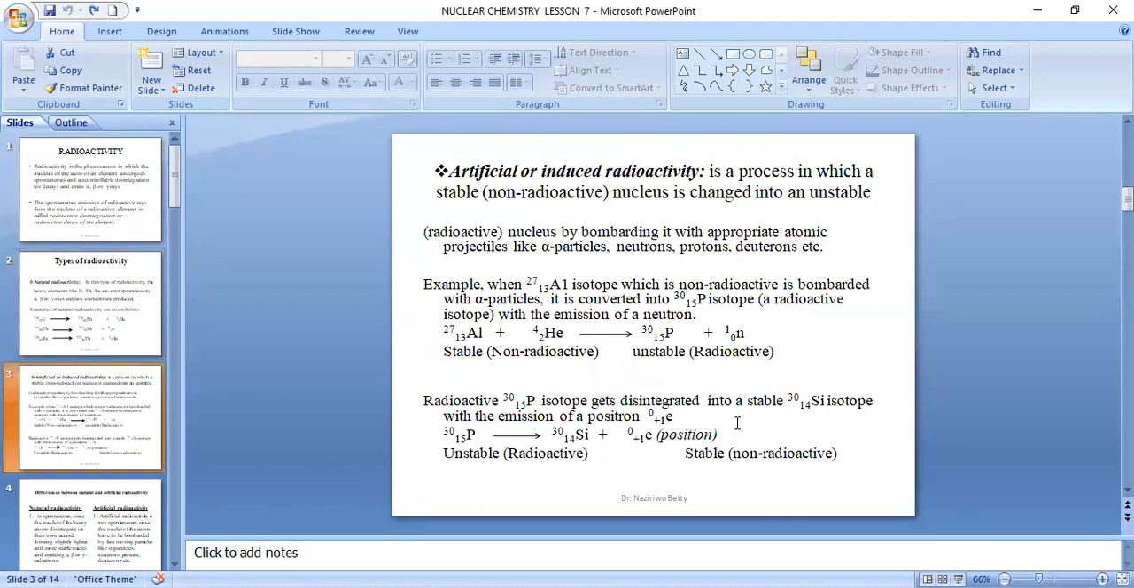The second type is artificial or induced radioactivity. As the word induced suggests, we use an appropriate particle to bombard a stable nucleus; the projectile particle can be an alpha particle, neutron, or other particles. This gives rise to an unstable radioactive nucleus. An example is aluminium-27. When bombarded with an alpha particle, it gives rise to an unstable radioactive isotope, phosphorus-30, and emission of a neutron. Then the unstable radioactive phosphorus-30 disintegrates to give a stable silicon-30 and emission of a positron.